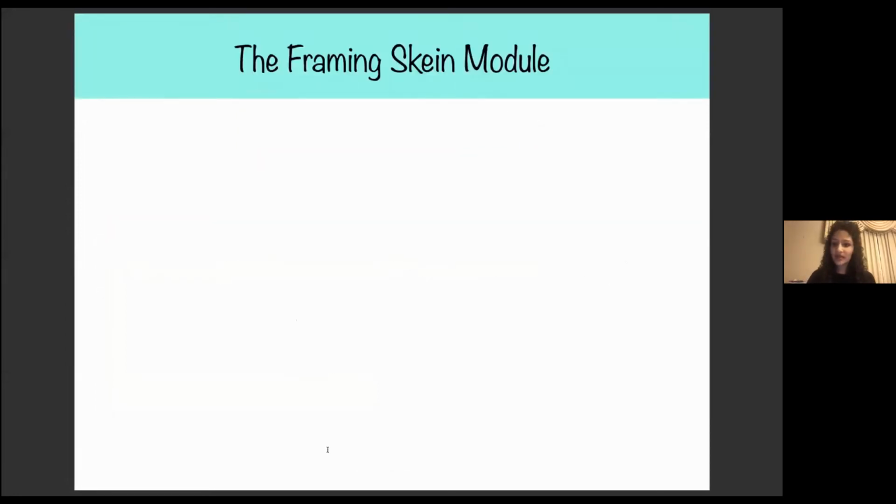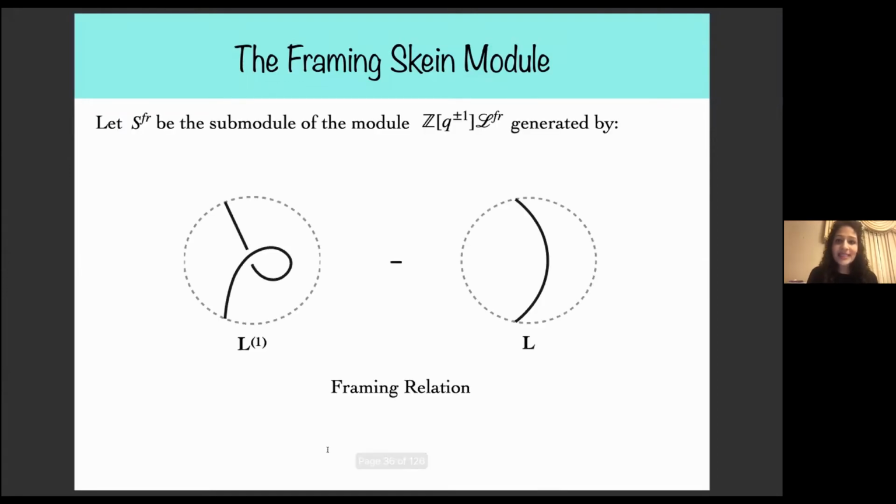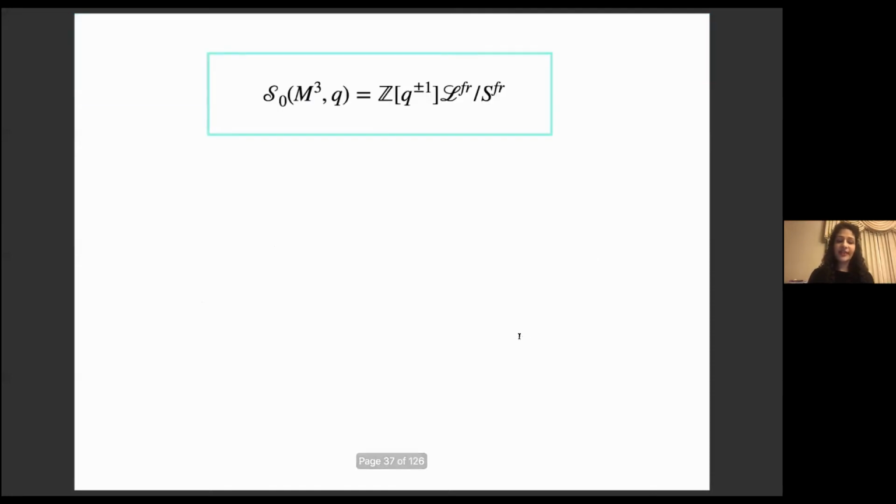So here's the framing Skein module. We consider unoriented framed links, ambient isotopy classes of these, and then we take formal linear combinations over the ring of Laurent polynomials in the indeterminate Q. And then we mod out by the submodule which is generated by the framing relation L1 minus L. And then once we mod out by this submodule, the result is the framing Skein module S0.